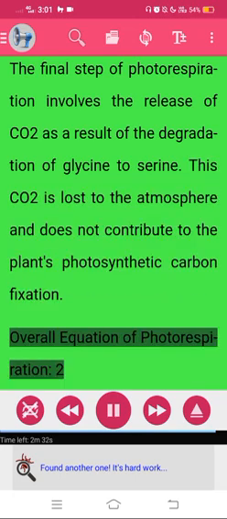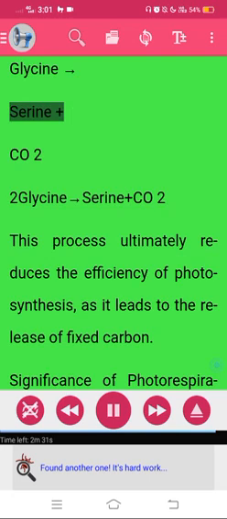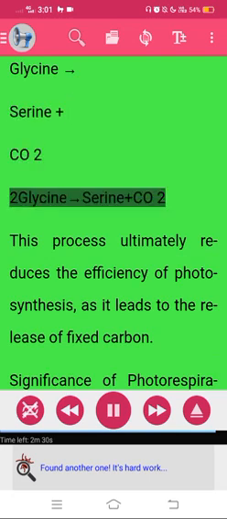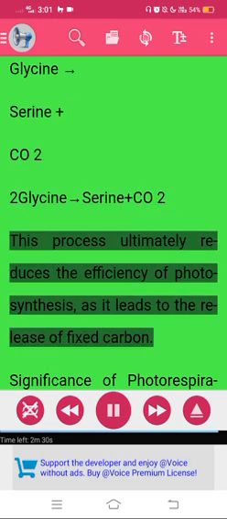Overall equation of photorespiration: 2 glycine right pointing arrow serine plus CO2. This process ultimately reduces the efficiency of photosynthesis as it leads to the release of fixed carbon.